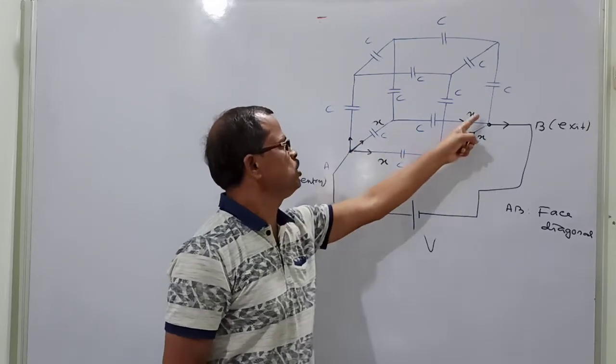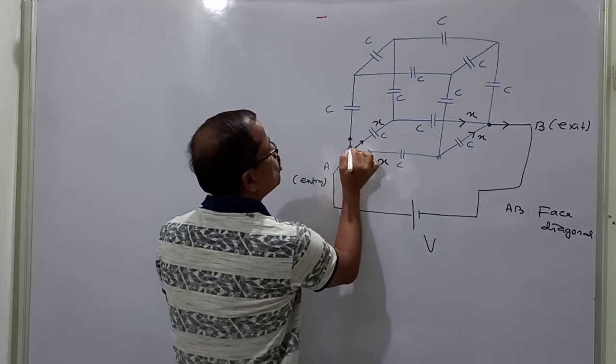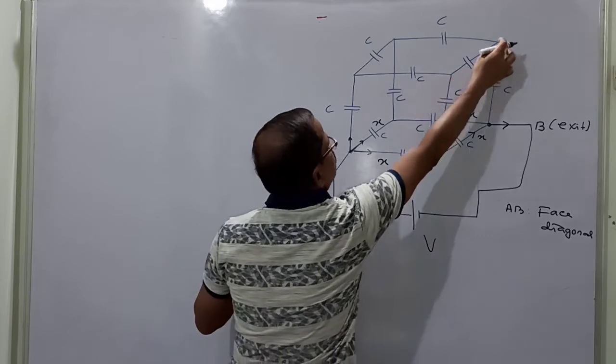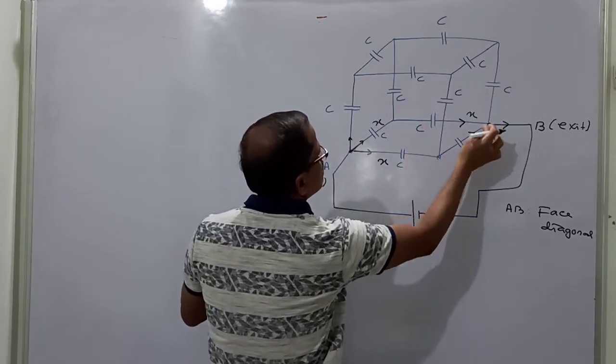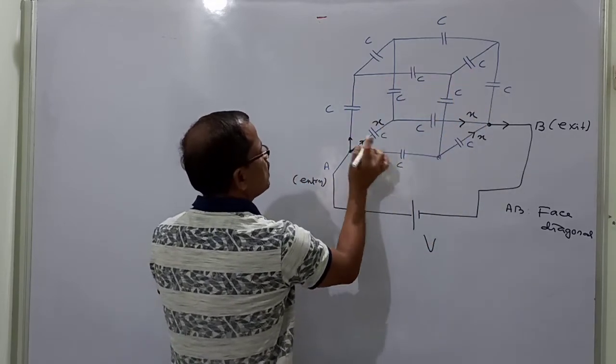If this is x, this will be x. Now, if another charge goes along this path, the minimum number of capacitors to reach this point is 1, 2, 3, 4. Any path you find, the minimum number is 4. That's why, if this is x, it will be different.